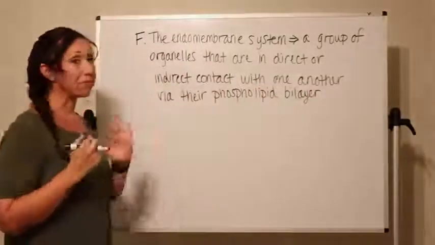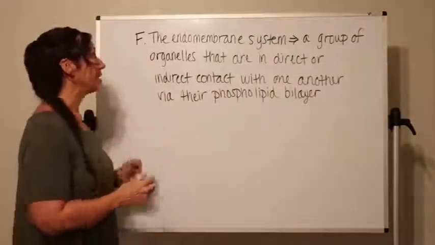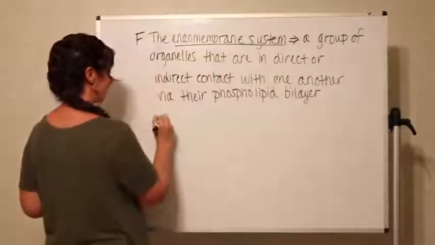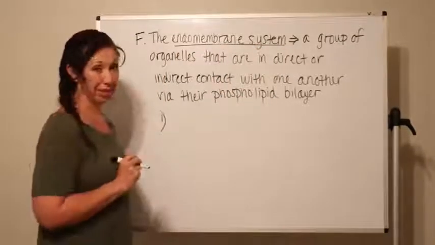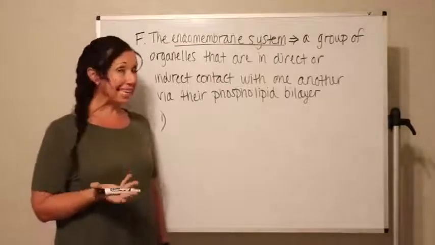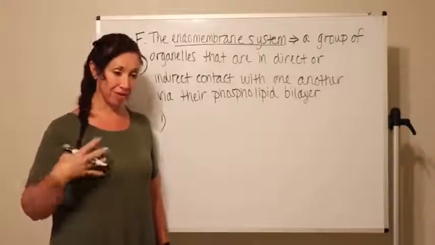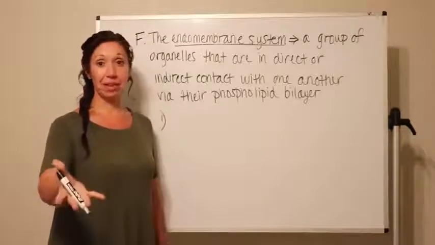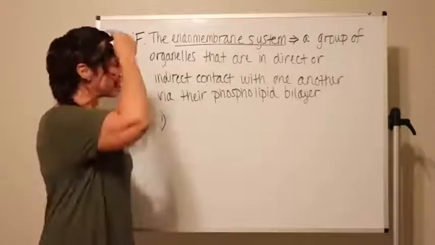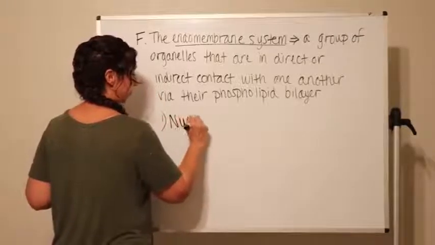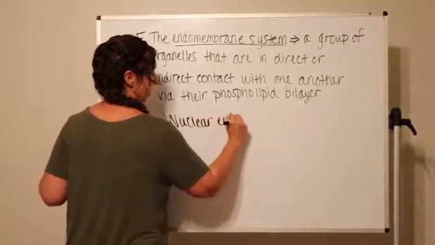Okay, now we have 5 different organelles within the endomembrane system. So let's talk about these guys. The first one we've already studied a little bit. And it's technically not an organelle, but it is a structure within the cell that is in direct communication with the next organelle we're about to learn about. So this structure is the nuclear envelope. We learned about this guy already.